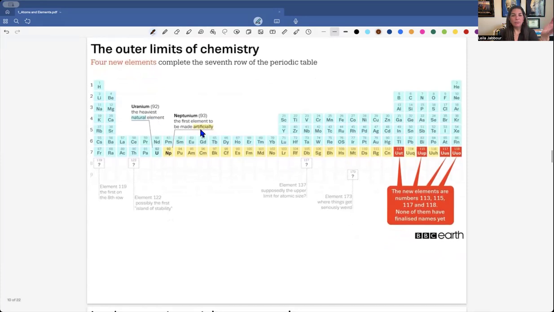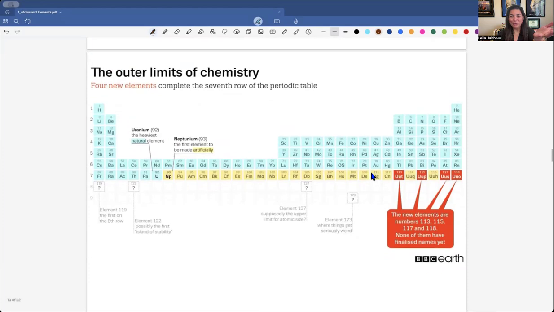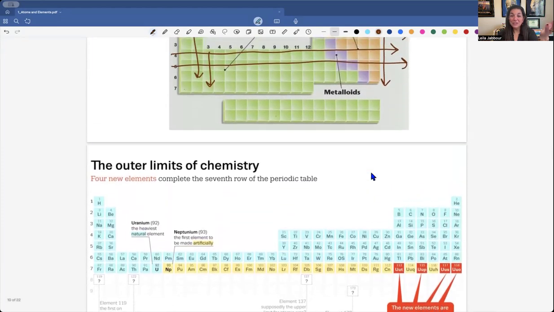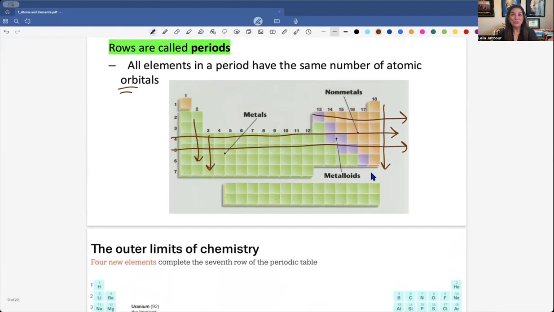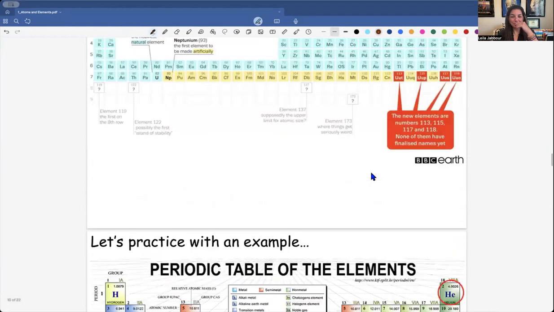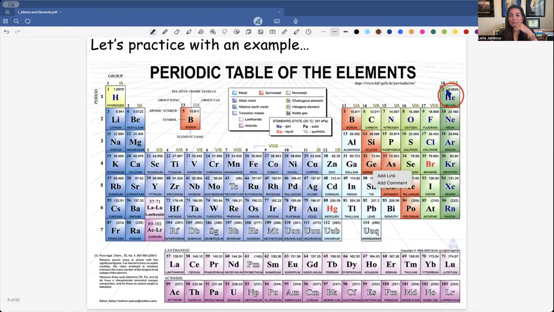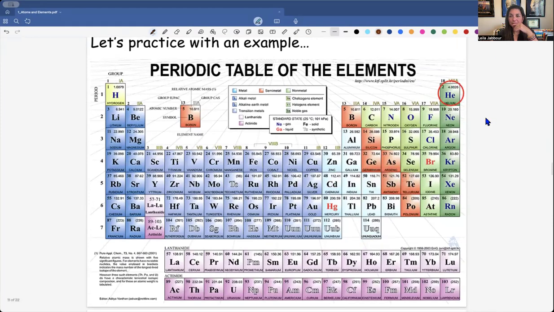I would never ask about that in an exam. I just wanted to give you a little bit of knowledge on that. This is not set in stone. It's still evolving. We're still discovering new elements. So we're going to practice with an example, and the example is helium. The example on the next slide is helium.